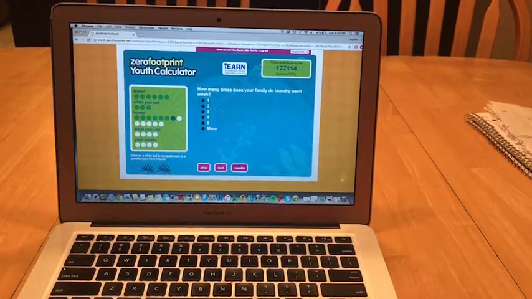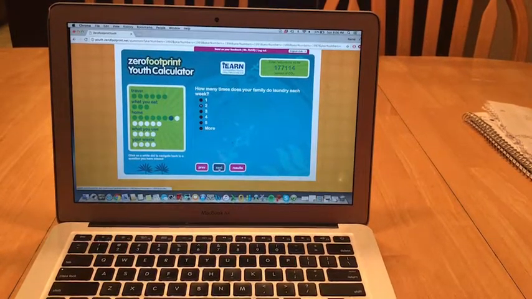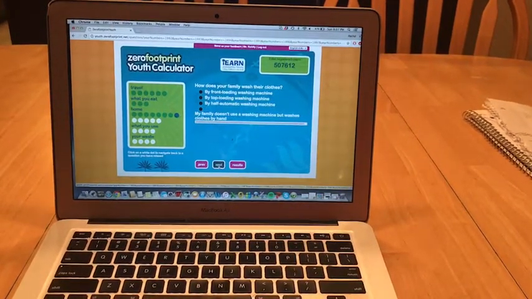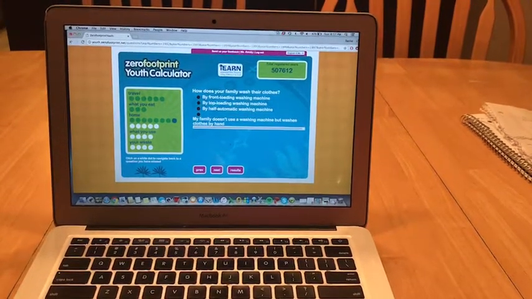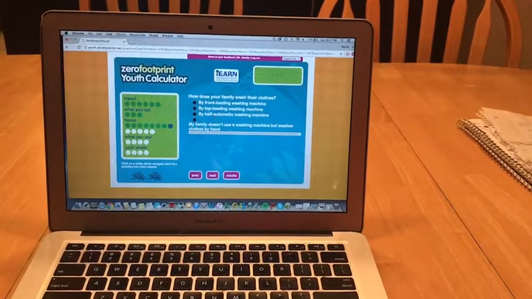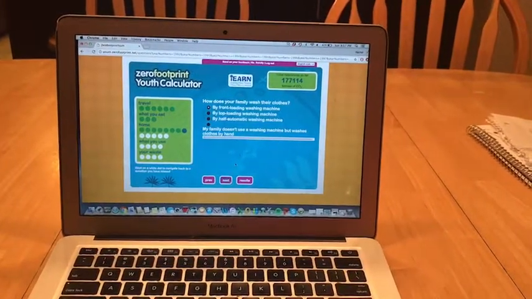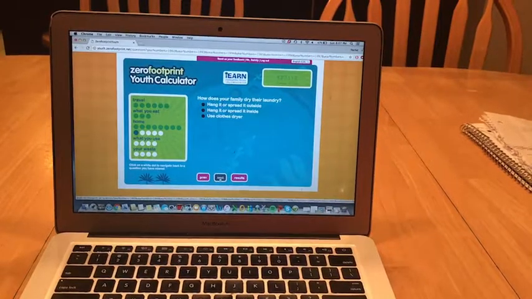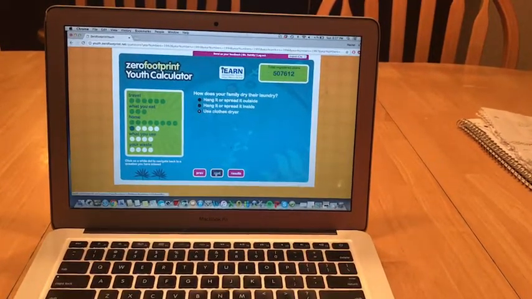How many times does your family do laundry a week? I'm going to say 2 times a week. How does your family wash their clothes? A front-loading washing machine, a top-loading washing machine, by a half automatic washing machine. I'm going to say by a front-loading washing machine. How does your family dry their laundry? I'm going to say we use a clothes dryer.